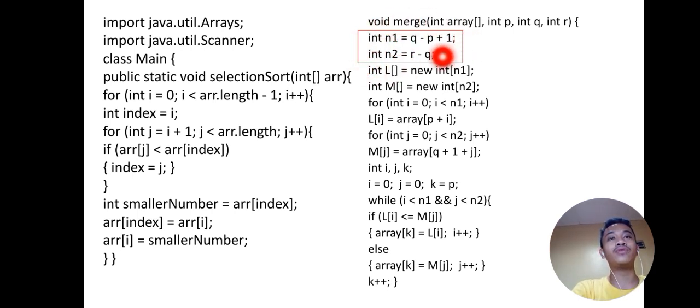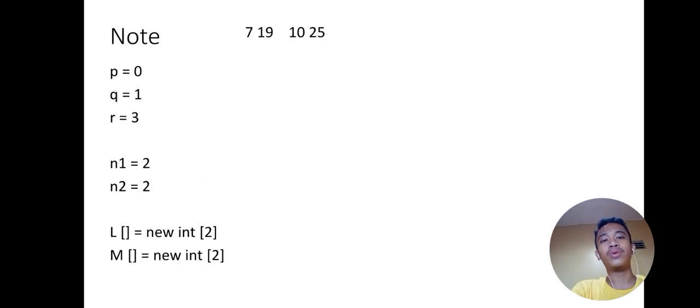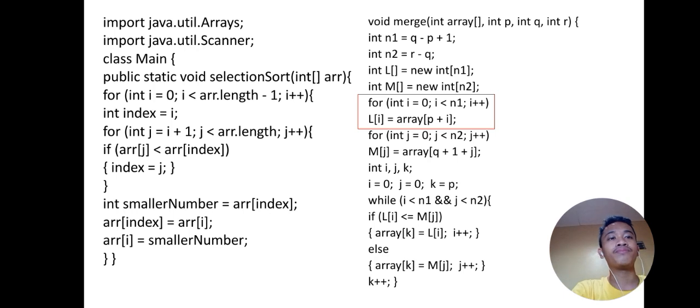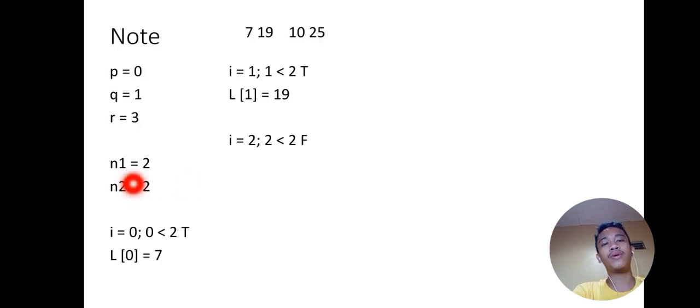This block of code determines the size of our temporary array. Note we have the value of p is 0, q is 1, and r is 3. So we have 2 right here. It is because q minus p plus 1. So 1 minus 0 is 1, and 1 plus 1 is 2. And r minus q, that is 3 minus 1, is equal to 2. So that is why we have 2 right here.